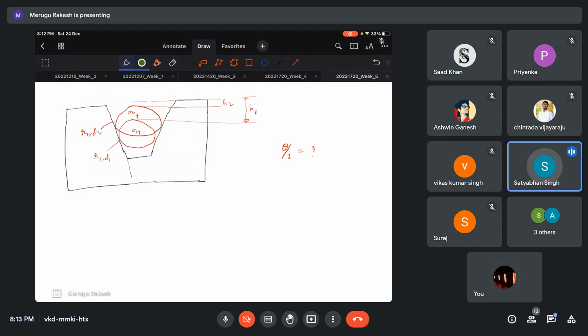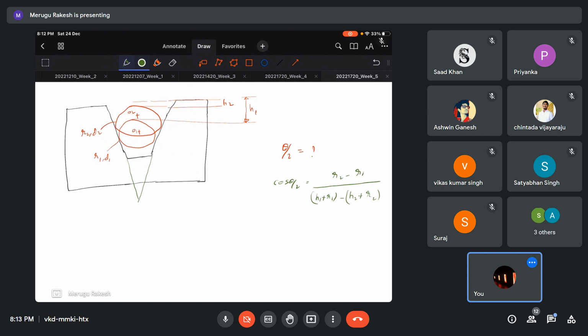So here it will be cos theta by 2 equal to R2 minus R1 upon H1 plus R1 minus H2 plus R2. Just wait for a minute. Let us see. I think something is wrong with this cos or sine. I'm getting sin theta. Yeah, correct. Yes sir, it is sin theta. Okay, nice.